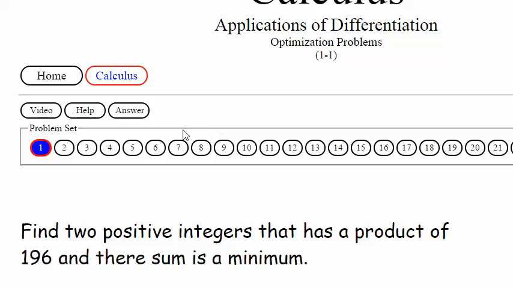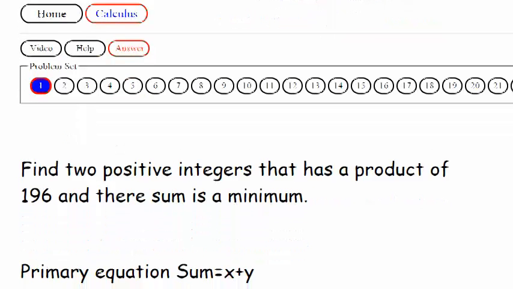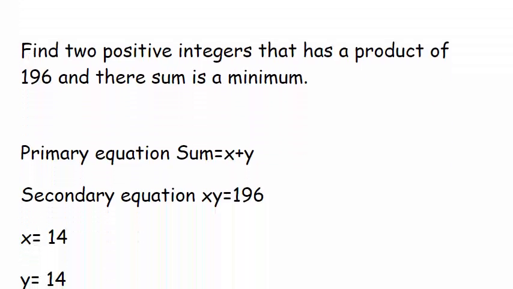Let's make sure that everything's good on that. We set it up with our primary equation: our sum is equal to x plus y. And then we call this our secondary equation, which is our constraint: x times y is equal to 196. Therefore x and y, in this particular case, are 14. Now, it said find two positive numbers, so there were two negative numbers we could have done that with, but we're using the two positive numbers.